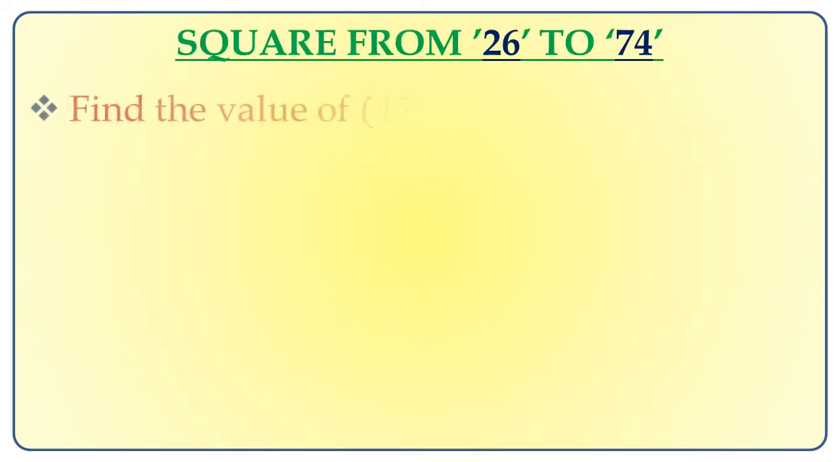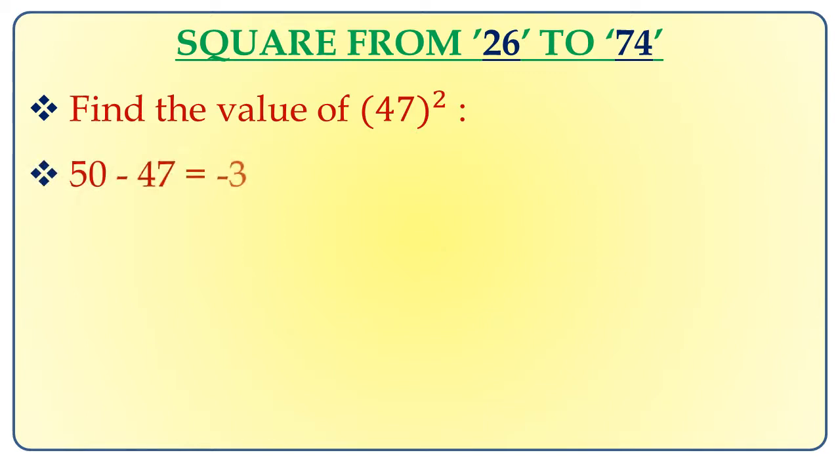One more example we are taking. Find the value of 47 square. In this case, 47 is less than 50. So if a number is less than 50, we take the difference as negative. So 47 minus 50, we take the difference as negative. I again repeat, we take the difference as negative. Minus 3. Minus 3 square is plus 9.